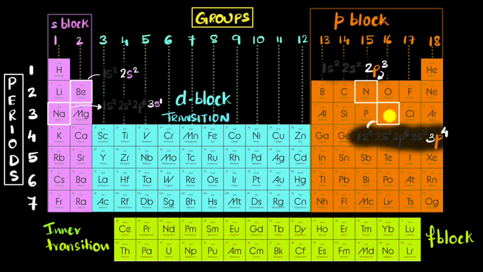And for these two, look, it's the P subshell because they belong to the P block. Why is it 2s and 2p? Oh, that's because they belong to the second period, so the valency shell is 2. And why is it 3s and 3p? Oh, that's because they belong to the third period, so their valency shell is 3. It all makes sense, right?